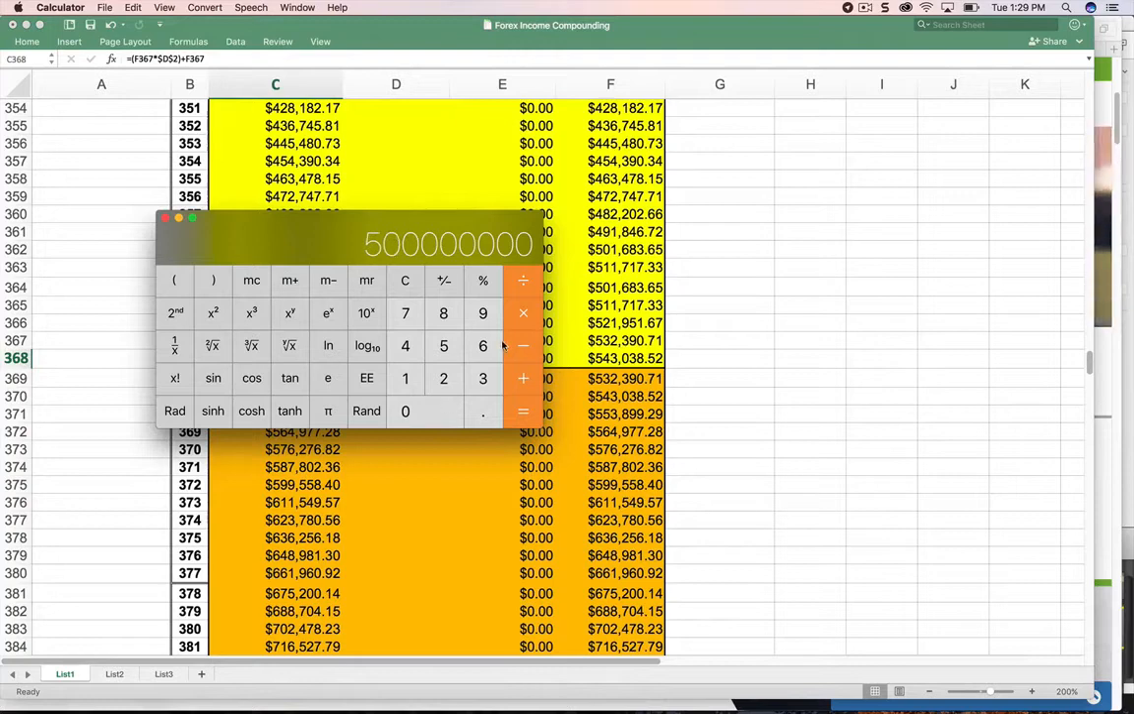I think I need one more zero. So 10% of 500 million, that's over 2 years. That is 50 million. Should be 50 million. Okay. So that's still $50 million if you get 10% of it, right?